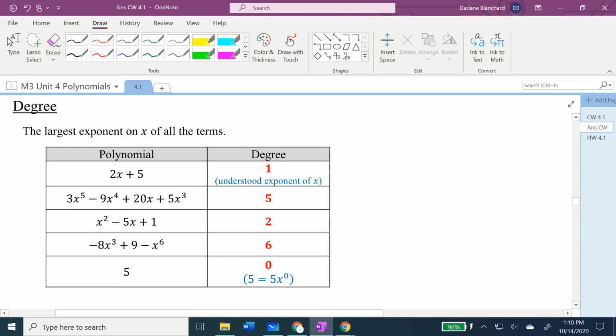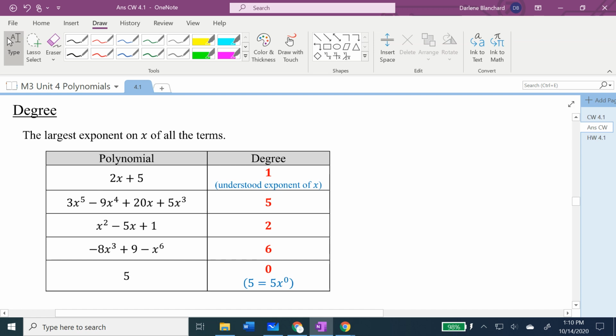All right, degree. This word is going to be used a lot. The degree of the polynomial is the actual exponent number that is the largest exponent of the polynomial terms. So, going back to what I said earlier about the fact that even though I don't see an exponent 1, that 2x has an exponent 1 on the x. And technically, if you want to say it, 5 is 5 times x to the 0 power. The degree is this largest exponent, number 1.